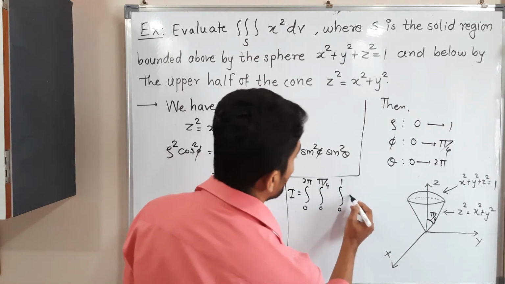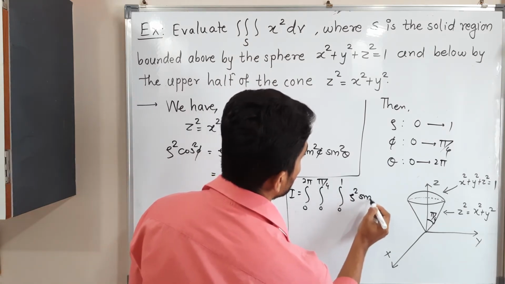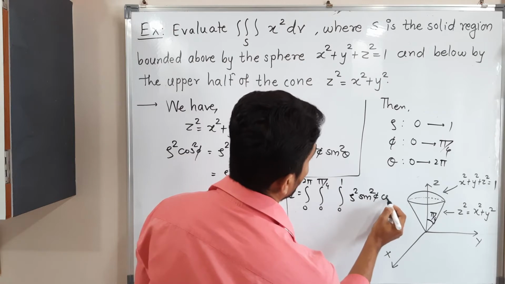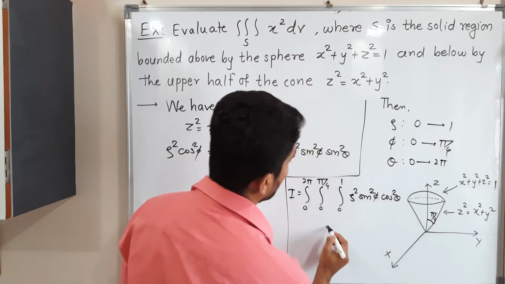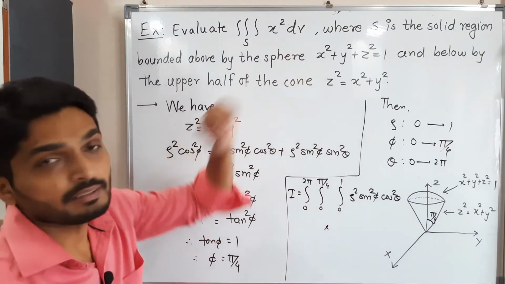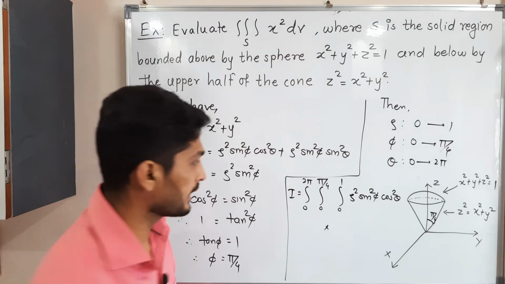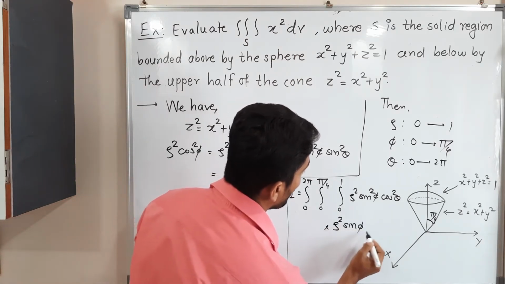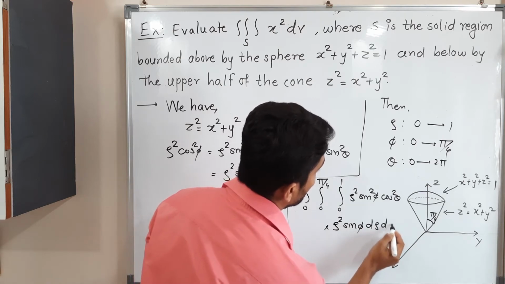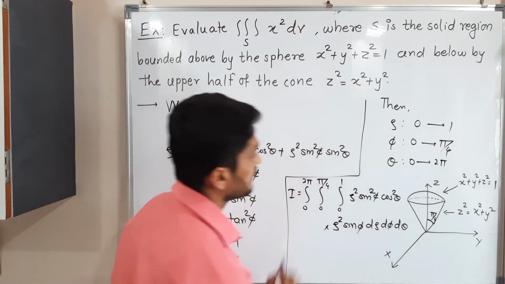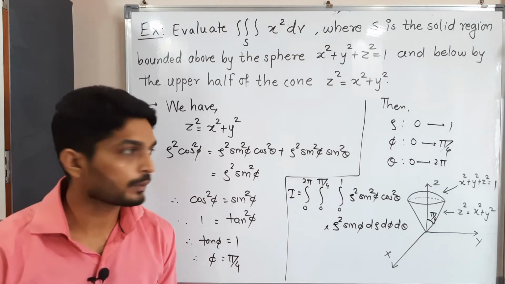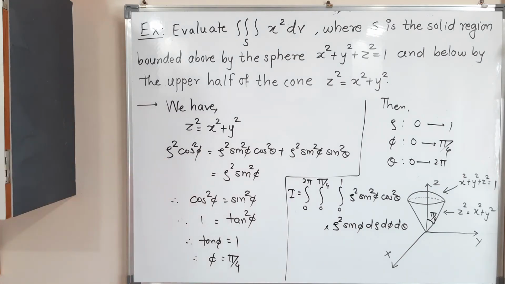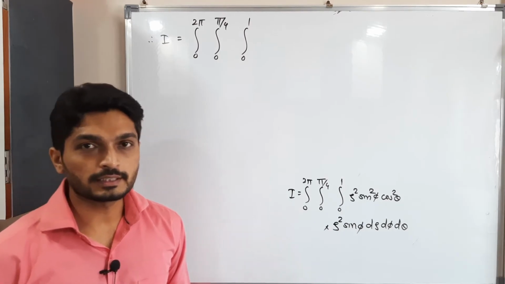x squared means rho squared sine squared phi and cos squared theta. dV means dx dy dz, that is nothing but rho squared sine phi d rho d phi d theta. Okay, we don't have space here, so make a screenshot of it. After that we will go further. So let us solve this integration.